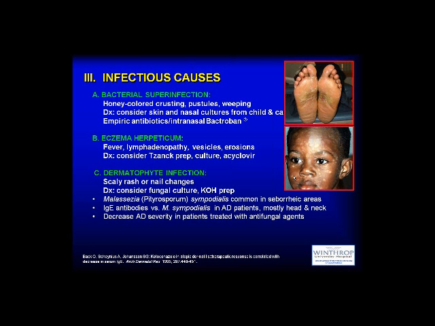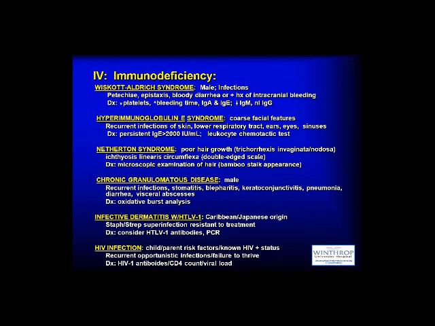But something that we need to watch out for, which can aggravate atopic dermatitis. We need to look at the differential diagnosis. What are the immune deficiencies that are associated with severe eczema? Well, we have the Wiskott-Aldrich, hyper-IgE, Netherton's, chronic granulomatous disease, HIV, HTLV infections as well.